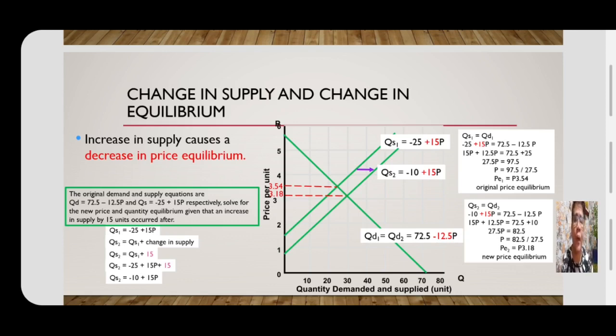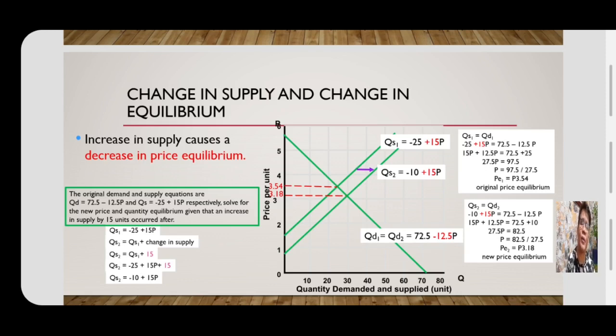So let us begin from this problem statement. The original demand and supply equations are QD equal to 72.5 minus 12.5P and QS is equal to negative 25 plus 15P respectively. Solve for the new price and quantity equilibrium given that an increase in supply by 15 units occurred after a period of time.